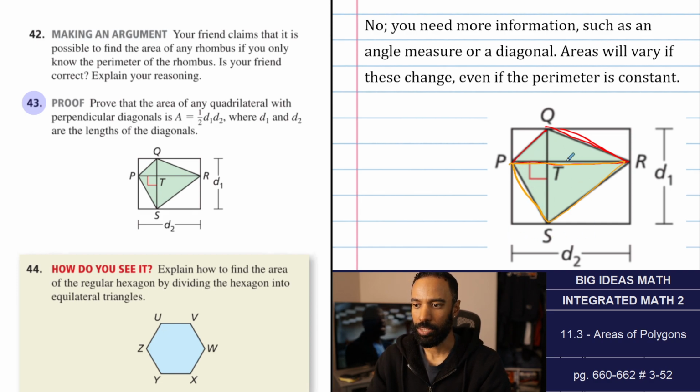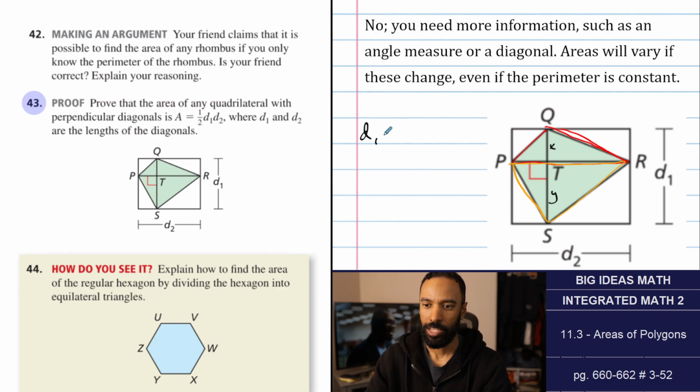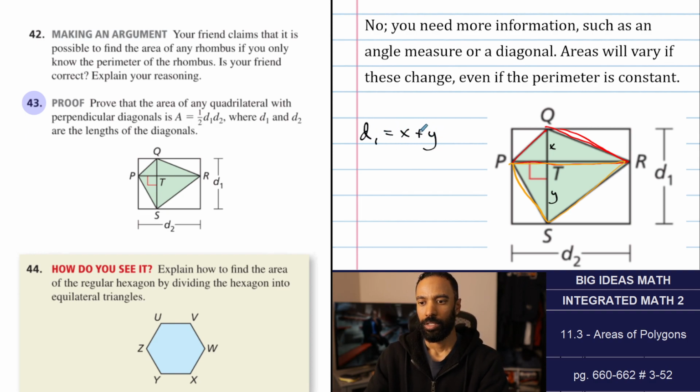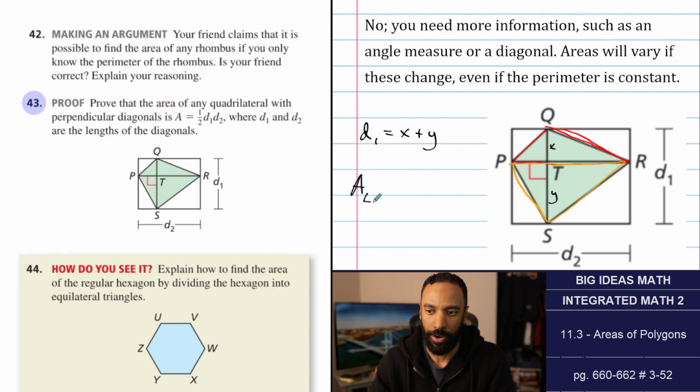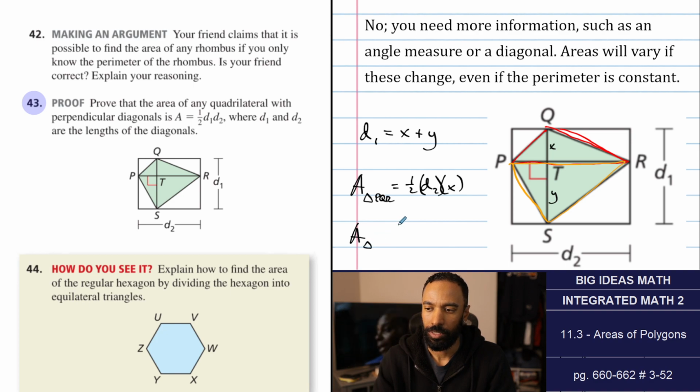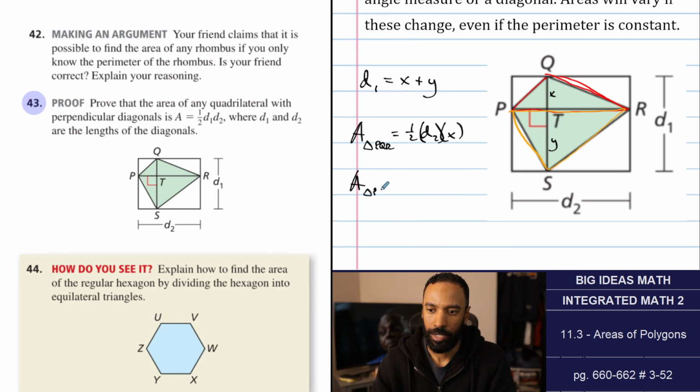In order to do that, you can tell that D2 is the base of both of those. These ones individually, let's call this X and Y, because I have no idea how to put it otherwise. D1 is the sum of X and Y, right? Good to know. We're going to use that later. So the area of the top triangle, area of triangle PQR, is 1/2 base D2 times height of X. And then the area of triangle PSR is 1/2 that base, D2, times height of Y.